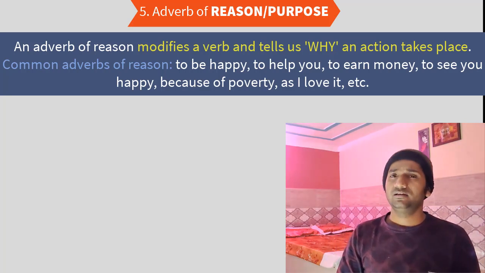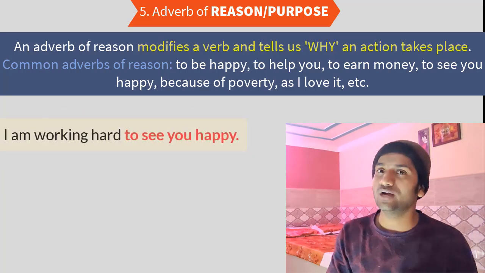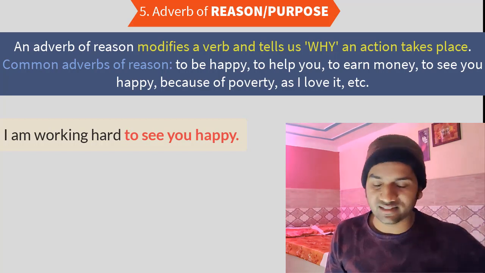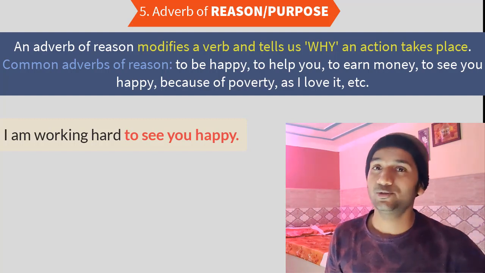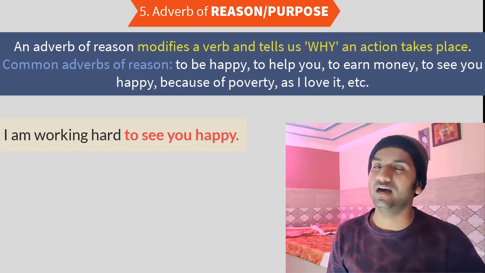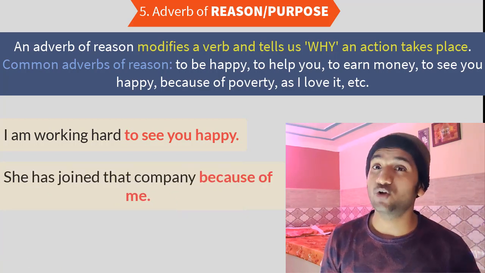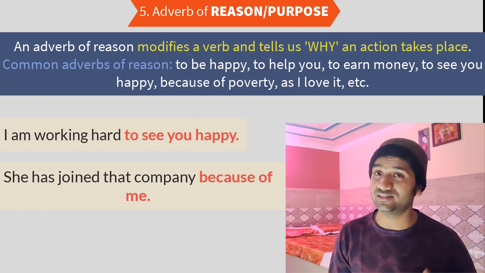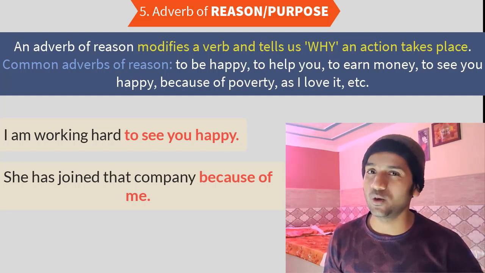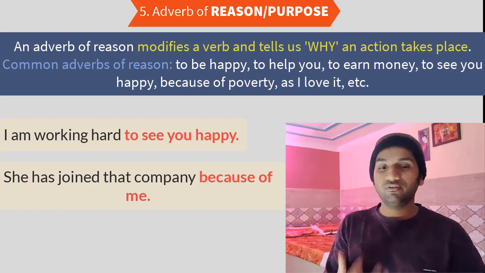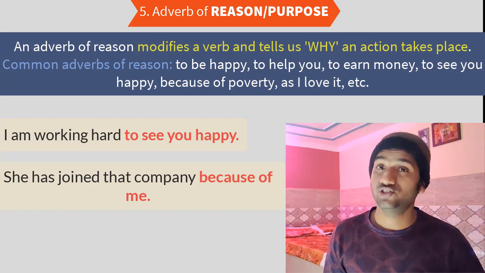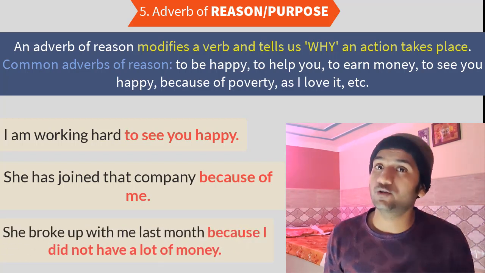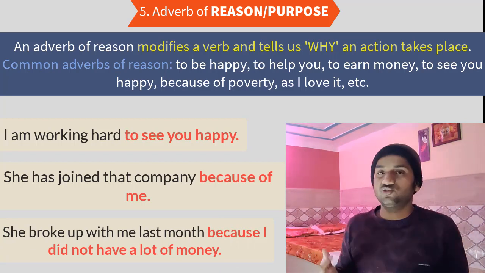Let me show you some examples. I am working hard to see you guys happy. I am working hard. Why? Why am I doing this action? To see you guys happy. That's why I am working hard. She has joined that company because of me. Why? Because of me. Because of me is a phrase which is working as an adverb of reason, talking about the reason of the action. She broke up with me last month because I did not have a lot of money. That's why the action happened.